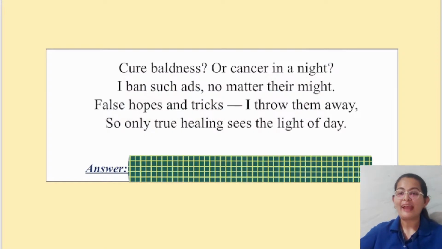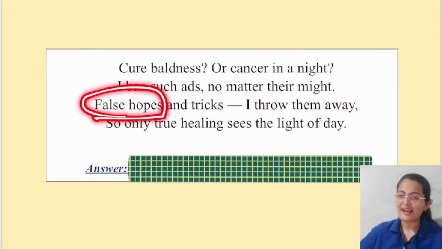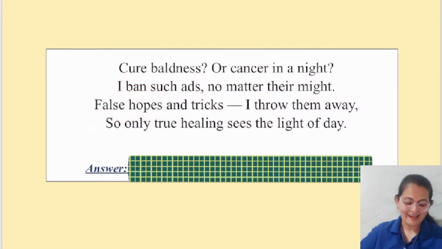Cure baldness or cancer in the night. I ban such ads, no matter their might. False hopes and tricks, yes, I throw them away. So only true healing sees the light of day.